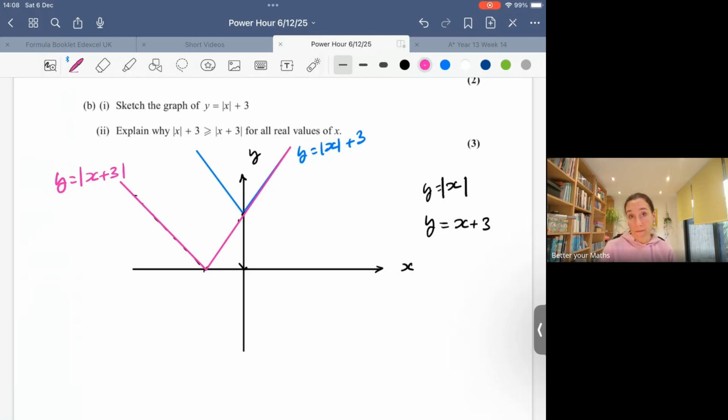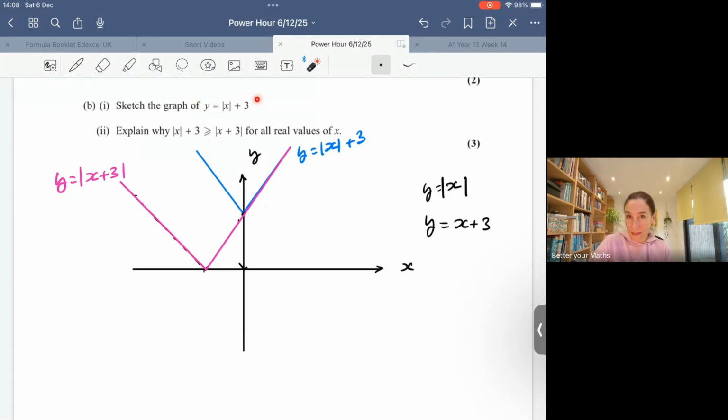They're completely different functions. So in one, I have the modulus, and then I move it up by 3. In this one, I have the modulus of x plus 3. So now, explain why this one, the blue one, is greater than or equal to x plus 3. The best thing to do is just represent the second one, because they don't ask you to represent the second one. They only ask you to represent the first one.